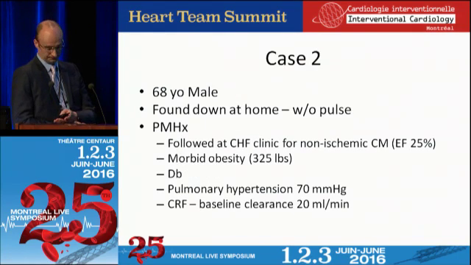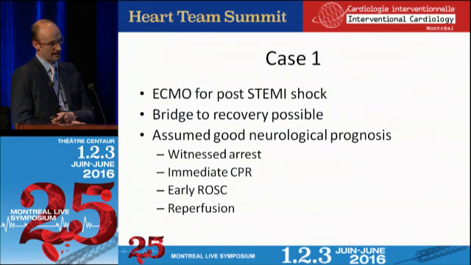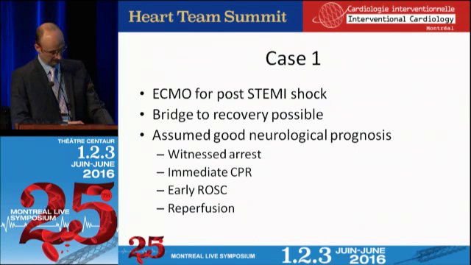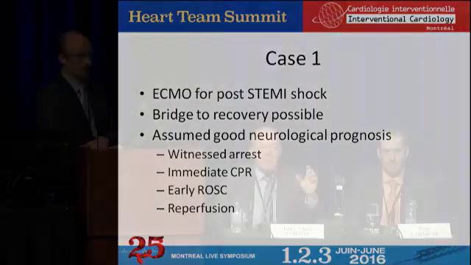Mark, before you go to the second case, let's discuss the first case. So, interventional cardiologist, surgeon, intensivist. Again, the LAD was opened rapidly with rapid recovery. Maybe I missed it, how come he developed shock? Did he already have an MI before?